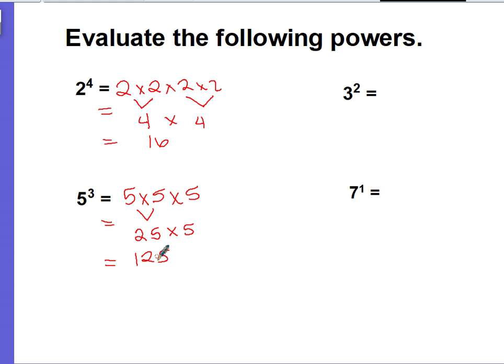So hopefully you, in doing 3 to the second, realize that this means that 3, being the base, is being used as a factor 2 times. So 1, 2, that's it. 3 times 3 is just 9. 7 to the first means that 7 is being used as a factor 1 time. That means that 7 is just there 1 time. And there's nothing to multiply it with, so the answer is just 7. So that's evaluating powers.